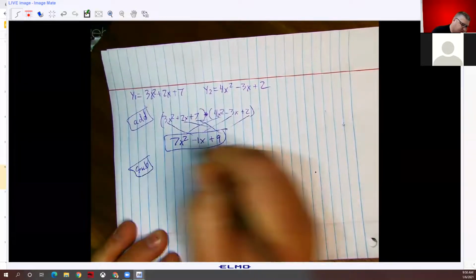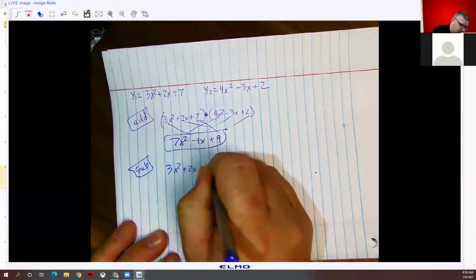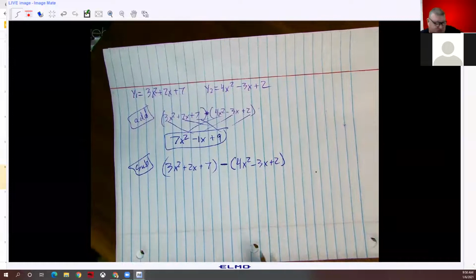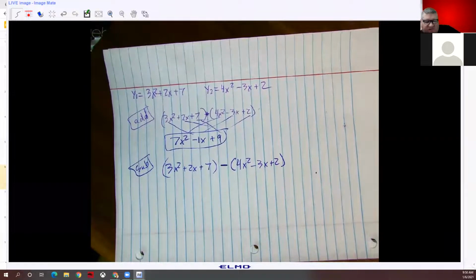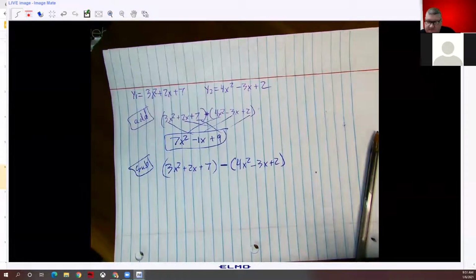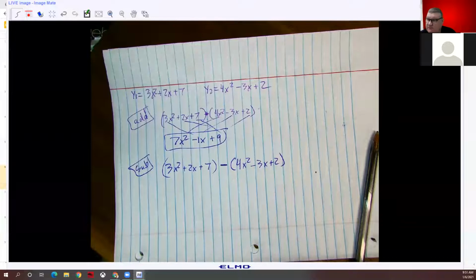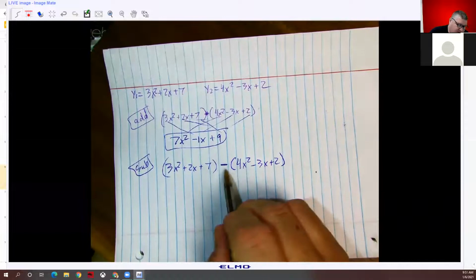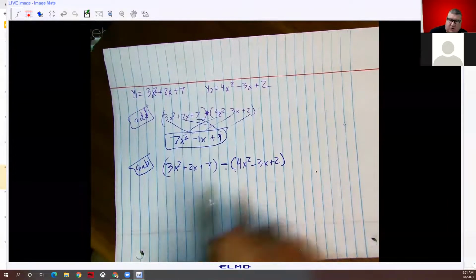Now let's do the subtraction. So I have 3x squared plus 2x plus 7 in parentheses minus 4x squared minus 3x plus 2. Now, why is it very important that I have parentheses in the subtraction when it was not important that I had them in the addition? Why is it important to have them in the subtraction when it wasn't important in the addition? Put it in the chat. This is not a spectator sport. Folks, what do I need to do to this negative if it's outside parentheses? One word would suffice.